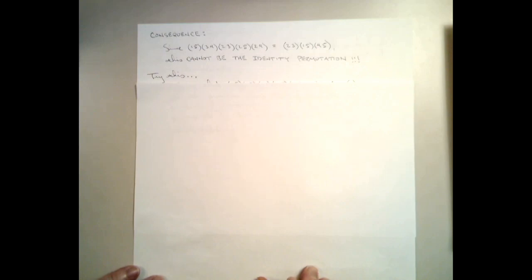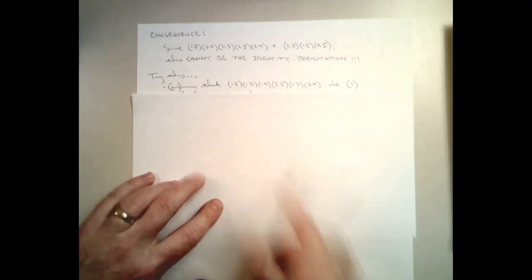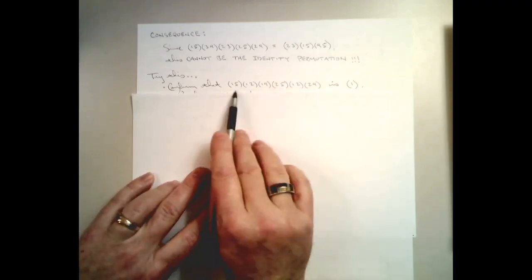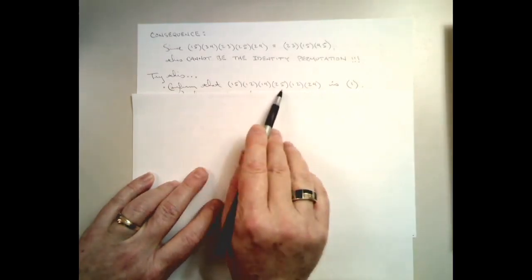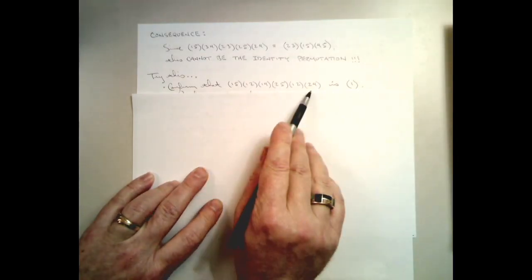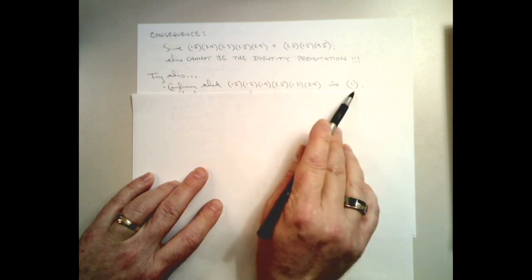I want you to try this. First of all, I want you to confirm, here's another composition of transpositions right here: 1, 5, 1, 2, 1, 4, 2, 5, 1, 2, 2, 4. I want you to confirm that this, in fact, is the identity permutation.